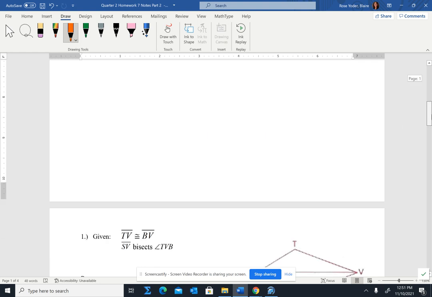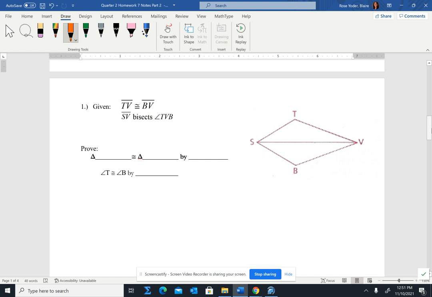So here's an example that looks a little something like what we've been practicing. There's some givens. We're going to mark it on a diagram, and then we're going to determine which triangles we can prove congruent. So TV, BV, tick, tick. SV bisects angle TVB. I'm going to focus in at the middle letter, and I'm going to bisect that angle at the V. Then don't forget about the reflexive side. I'm going to put a couple ticks on that too.